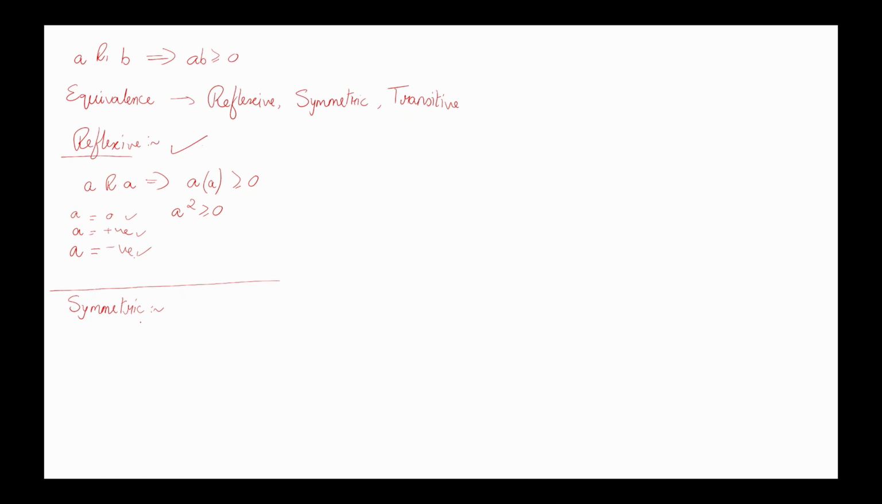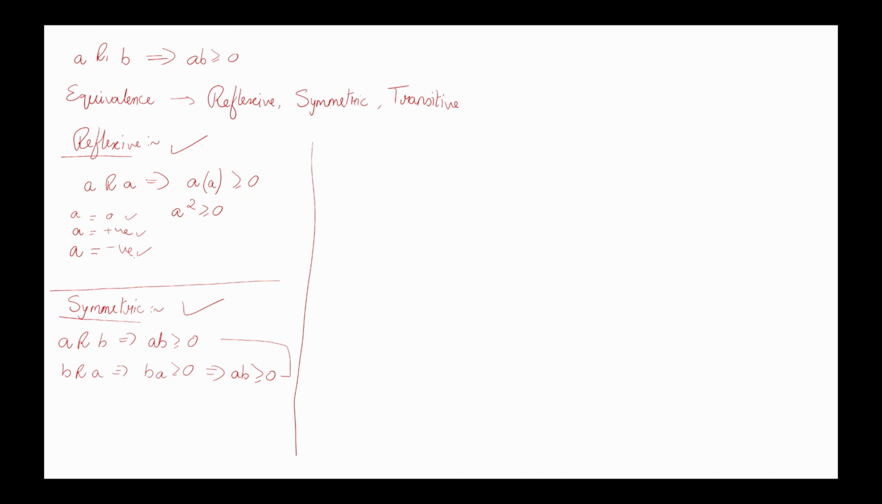Now let's check whether it is symmetric or not. If A is related to B, then we have AB greater than or equal to 0. If B is related to A, then we have the same thing, BA greater than or equal to 0. So you can see that A into B or B into A, both are the same thing. That means this can also be written as AB greater than or equal to 0. That means these two are satisfied, so this is also a symmetric relation.